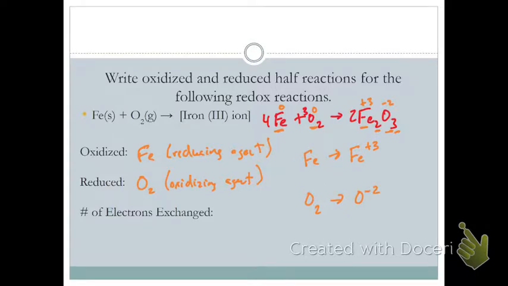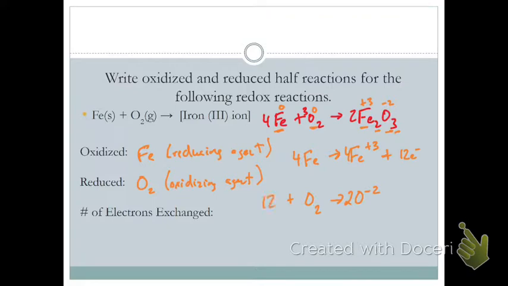Fe is good, so the atoms are balanced, but I need 3 electrons on this side. O2 is going to be 2, right? So my number of oxygen atoms are the same. However, I need 4 electrons on this side. So this is going to be interesting, because 4 and 3 don't go into each other evenly. They have to get to 12. So I'm going to multiply everything by 4 here, and that'll give me 12 electrons. And then on this side, it's going to be 12.